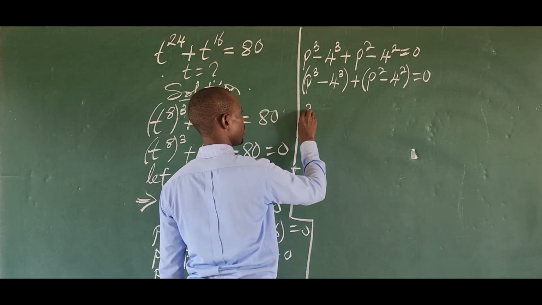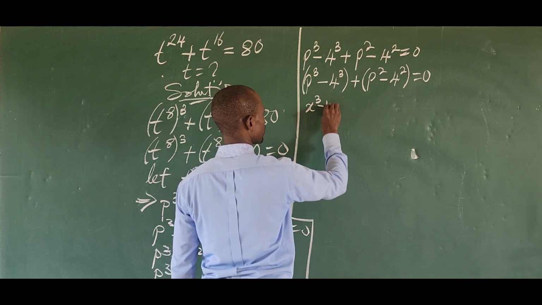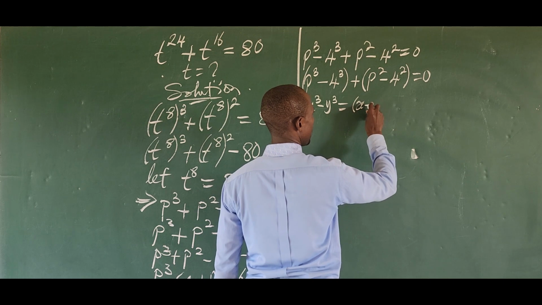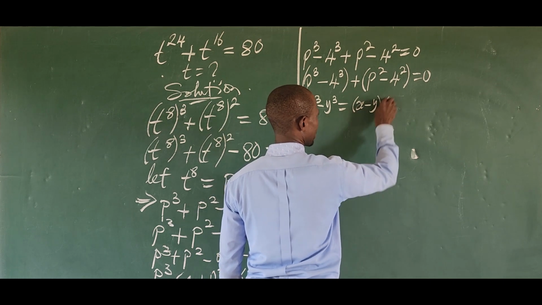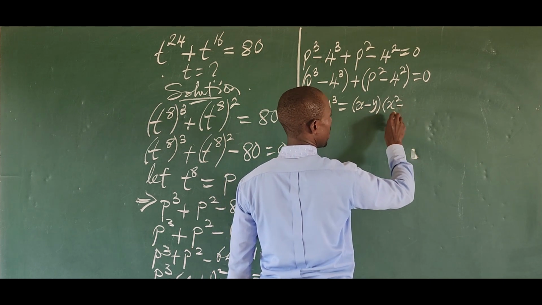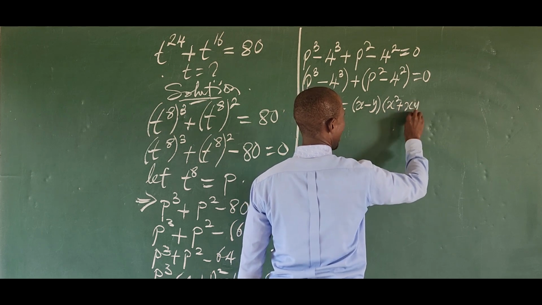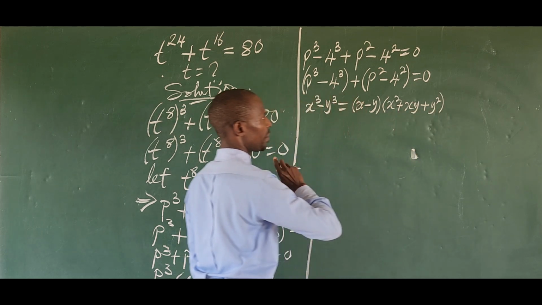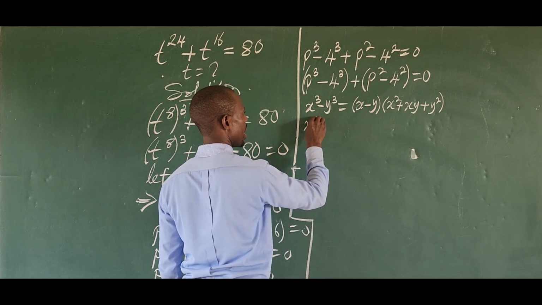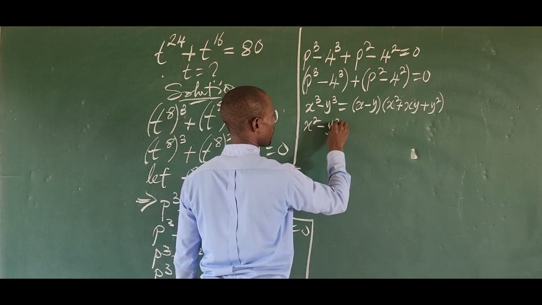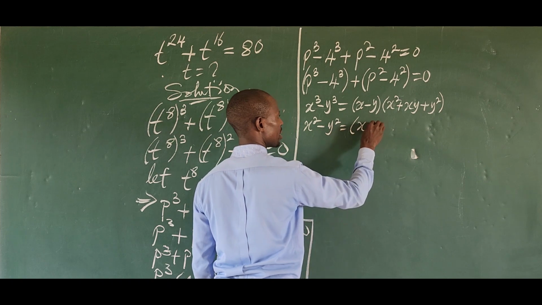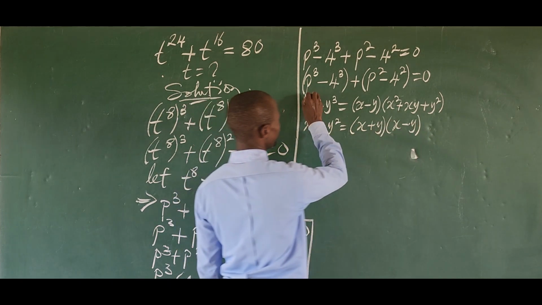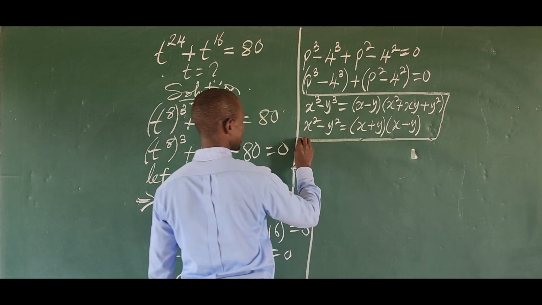It says that if you have x to the power of 3 minus y to the power of 3, this is equal to (x minus y)(x squared plus xy plus y squared). The difference of 2 squares says that if you have x to the power of 2 minus y to the power of 2, this is equal to (x plus y)(x minus y). So from here, let's keep these aside.